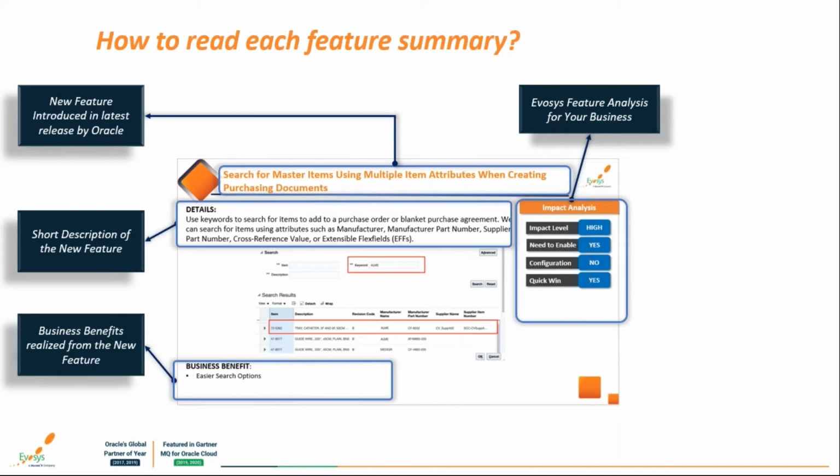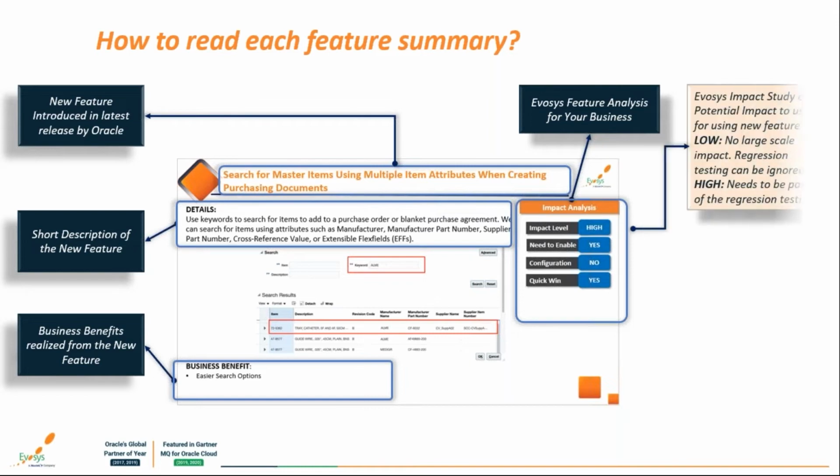And there are 4 components where we have done in-depth analysis of the features which we're going to present to you today. The first one is the impact level analysis, which demonstrates the impact on the end user. If it's a low impact, then regression tests can be avoided. If it's a high impact, then you must opt for regression testing.